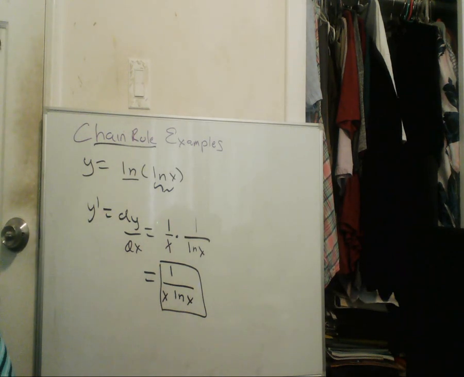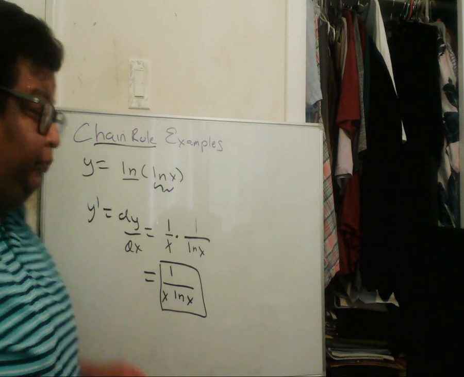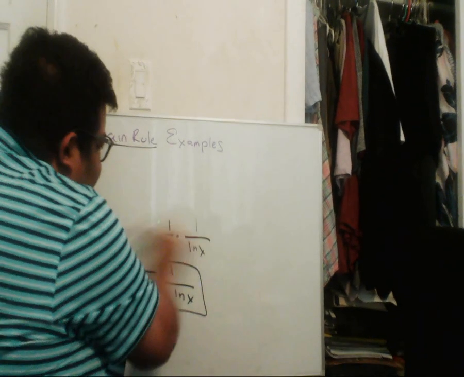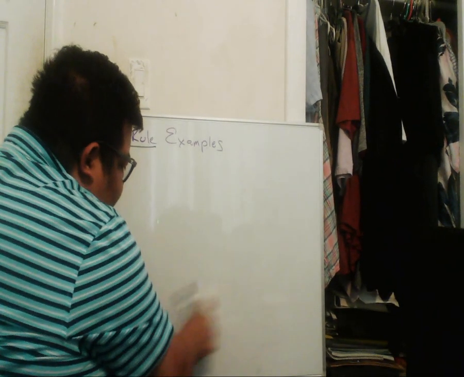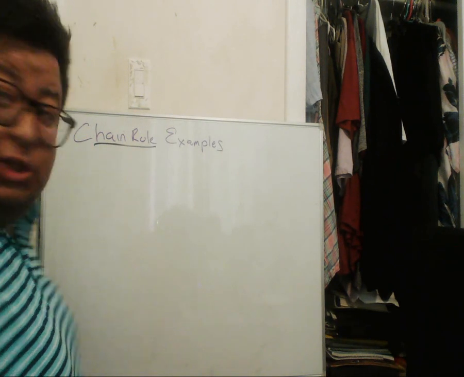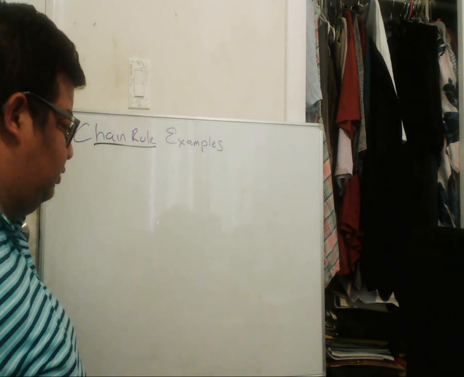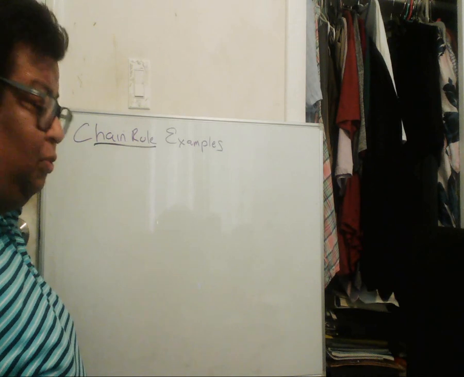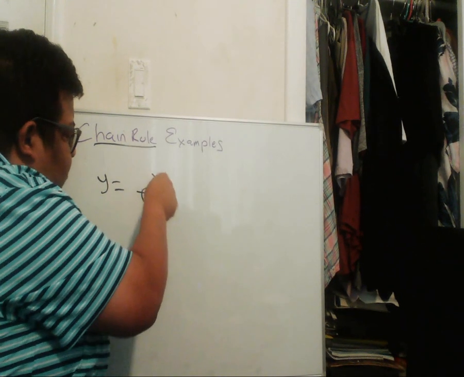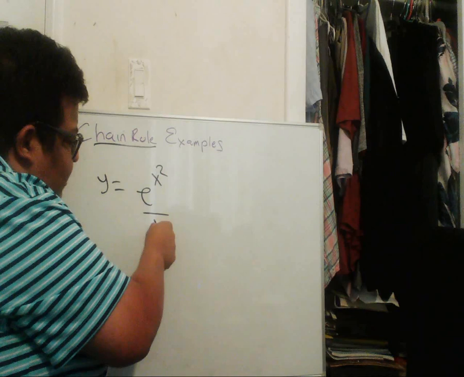In the next example, we're going to look at a little more intricate function. In this function, we're going to have to use two things: the chain rule, and also the quotient rule. This is a very common problem. So let's see: e to the x squared over x.